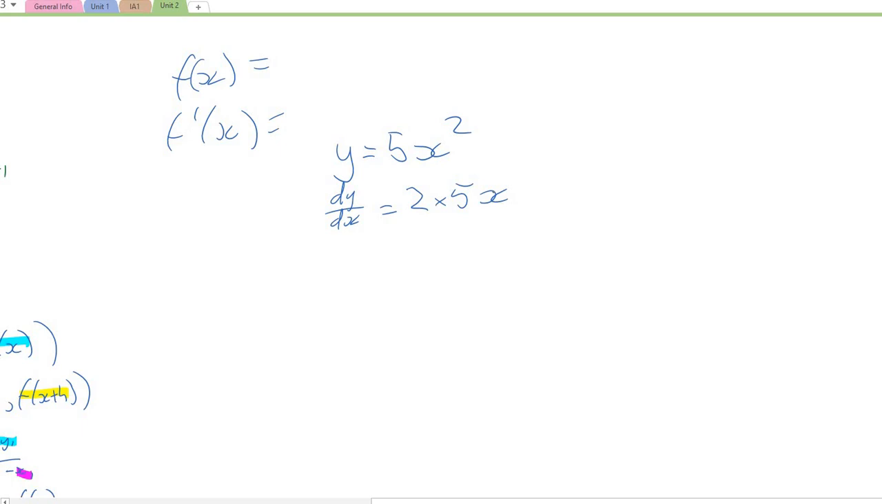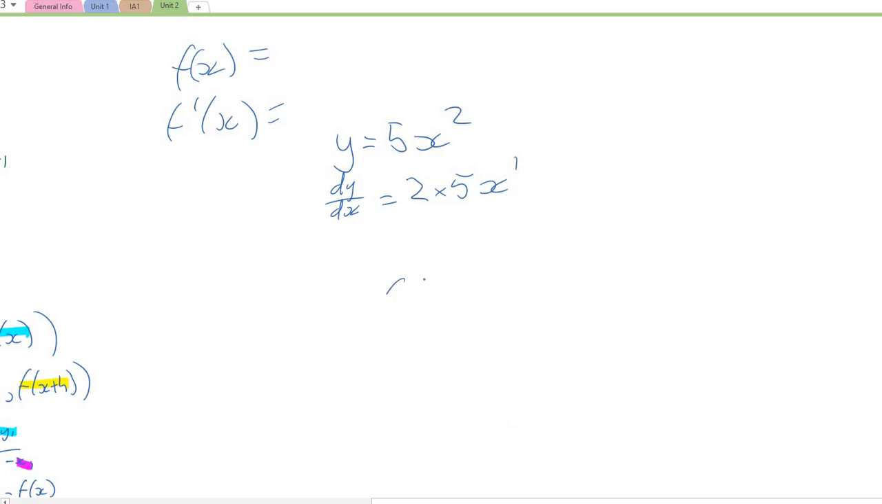And what do we do to the power? Minus 1 off it, so that would become 1. What would this one become? You times that and make it 10x to the 1. I just didn't go to the next step. That's why.